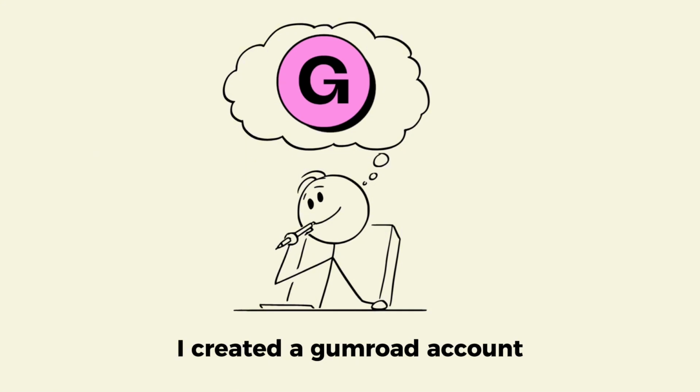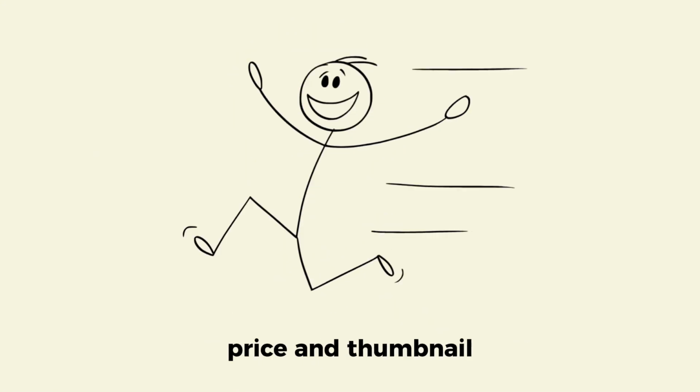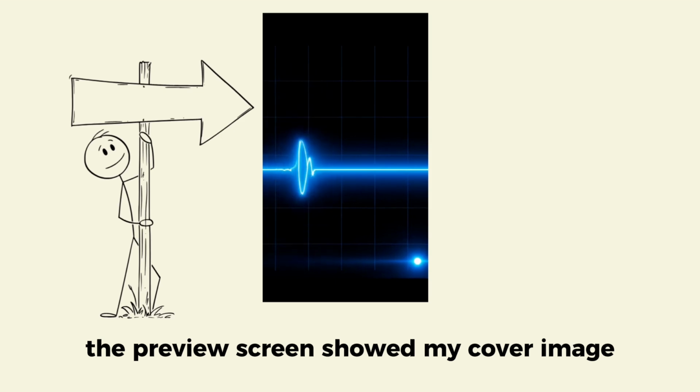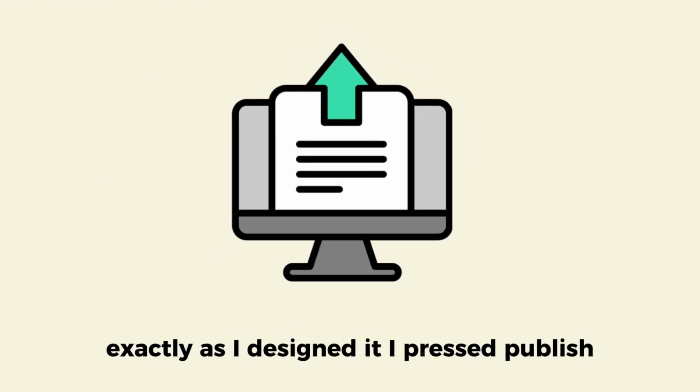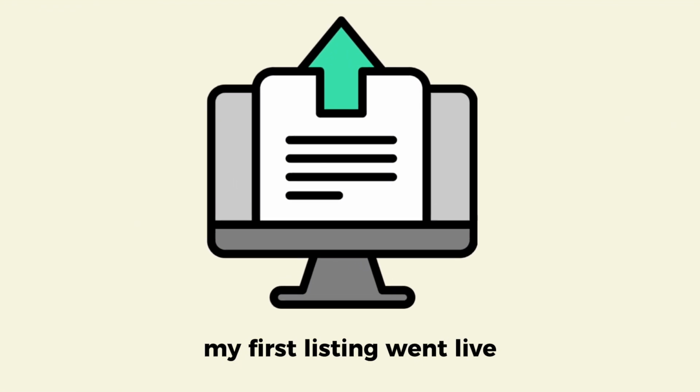Day 61. I created a Gumroad account and uploaded the first product. I added a title, short description, price, and thumbnail. The preview screen showed my cover image exactly as I designed it. I pressed publish, and my first listing went live.